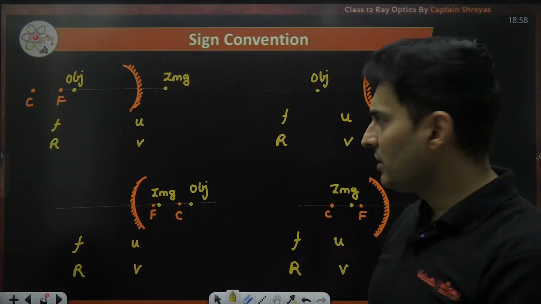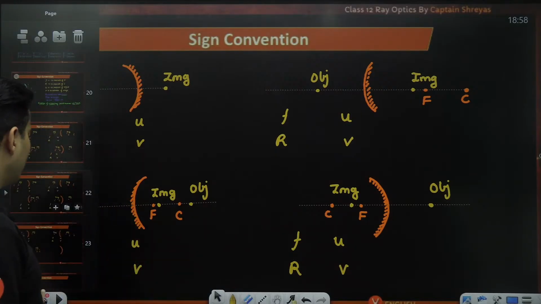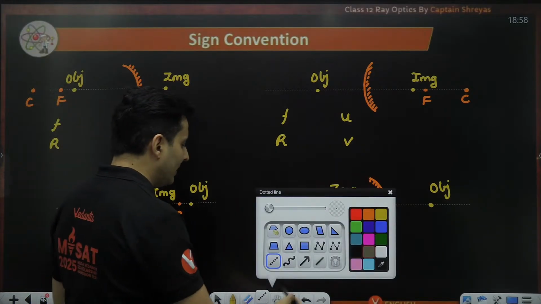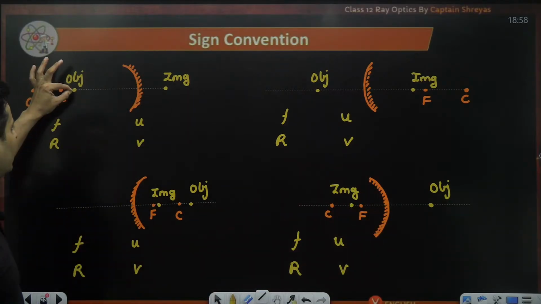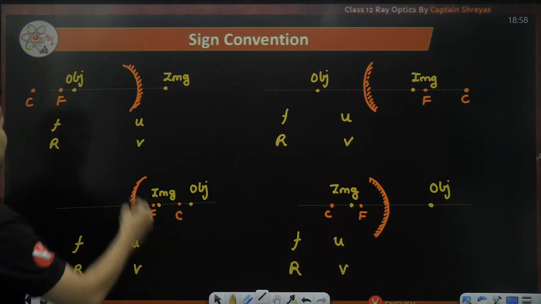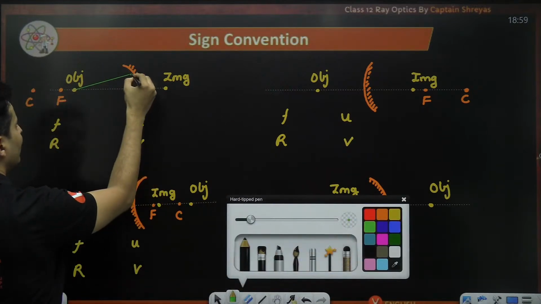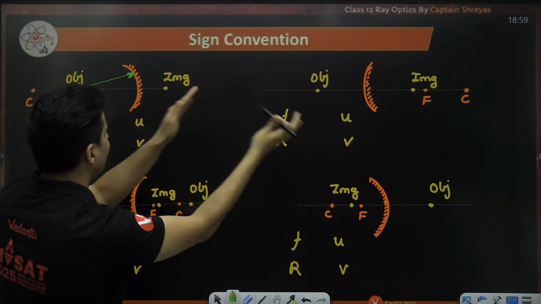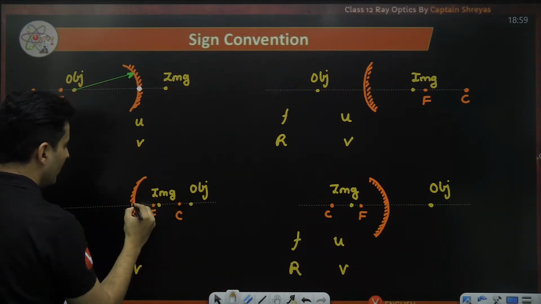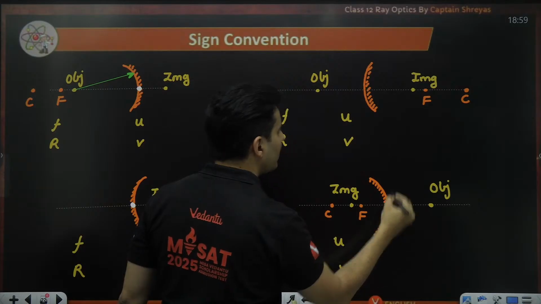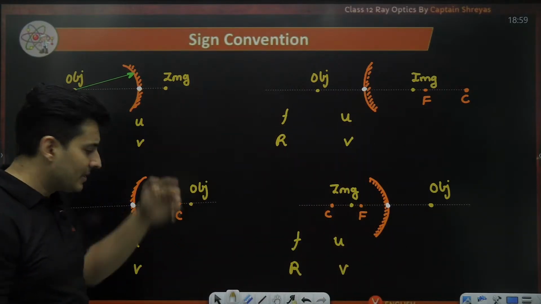Okay, ready for this? This is given to me. Now I'll create a duplicate. Let's solve this. First, look at the incident ray. Where is the incident ray coming? If this is the object in front of the mirror, the rays will come like this. Which direction are the rays going? This side. The pole is always considered as the origin. So whichever side the incident rays go, that is the positive side.